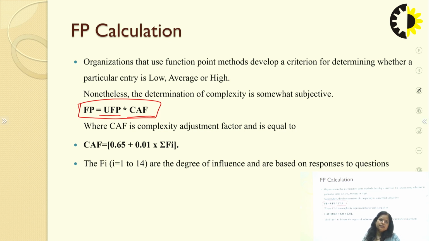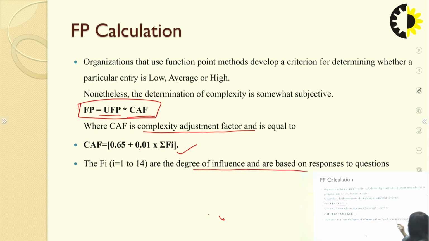So how can we calculate this unadjusted function point and complexity adjustment factor? First start with CAF, the complexity adjustment factor. How can we calculate this factor? With the help of this formula: CAF = 0.65 + 0.01 × summation Fi. So what is Fi? The Fi, running from i equal to 1 to 14, are the degrees of influence, based on the responses to the questions.